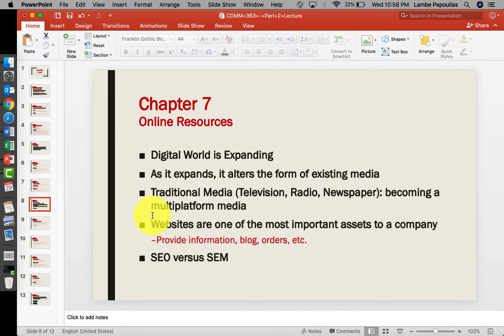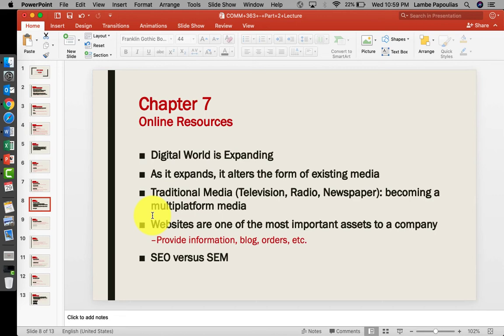Your chapter 7 discusses online resources. So now our digital world is expanding, and there's so much information at our fingertips. As it expands, it alters the form of existing media. So you have your traditional media that I talked a little bit about earlier in this lecture, such as television, radio, newspaper, and it's becoming a multi-platform media. Websites are one of the most important assets to a company. They provide information, blog, orders, etc. Websites are something that are going to build credibility for what it is that you're advertising or marketing.